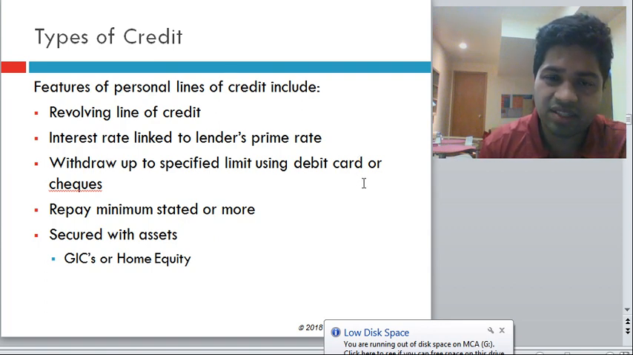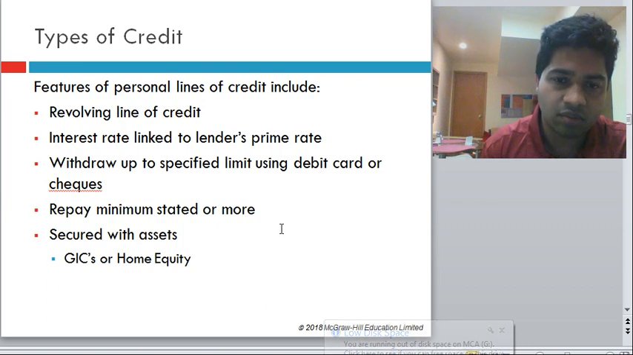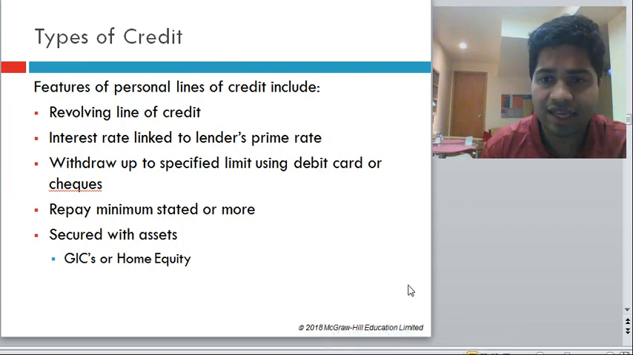Withdraw up to a specified limit, repay the minimum stated or more, and it can be secured with assets like a GIC or home equity.